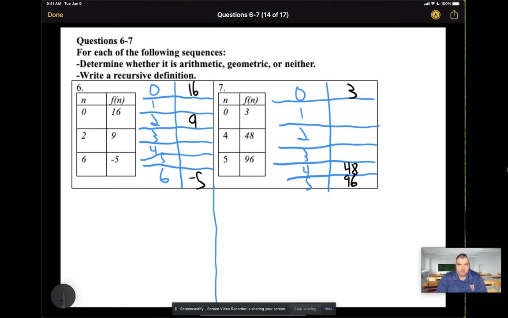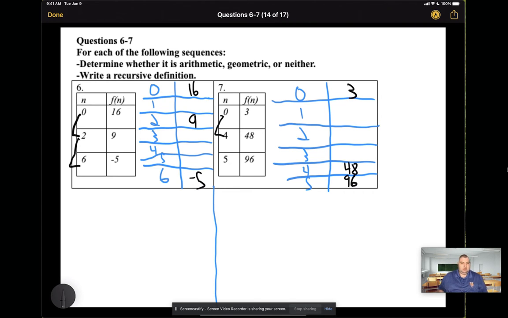So the first thing you'll notice that I did on these questions is that I rewrote the tables. And why did I rewrite the tables? Well, you can see in number 6, I skip from term 0 to term 2, and then skip from term 2 to term 6. So to figure out what type of sequence I have, I need to know what the in-between terms are. And I did the same thing in number 7. In number 7, notice I jump right from term 0 to term 4.